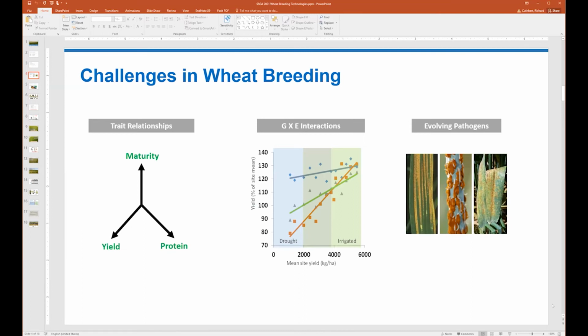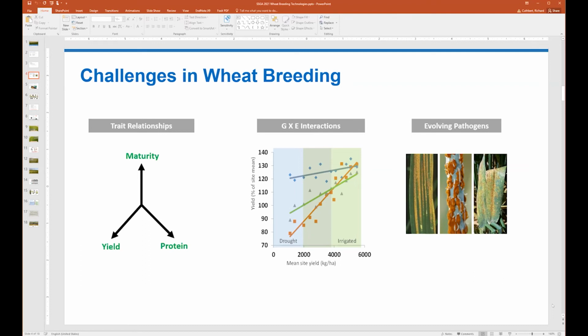Traits are related. You can't just increase yield without having another trait be affected, and often higher yield would mean lower protein. Higher yield can mean later maturity. So when you pull on one of these, it's like pulling on strings. If you pull on one, another one gets shorter or longer. So we need to keep those in mind in breeding.